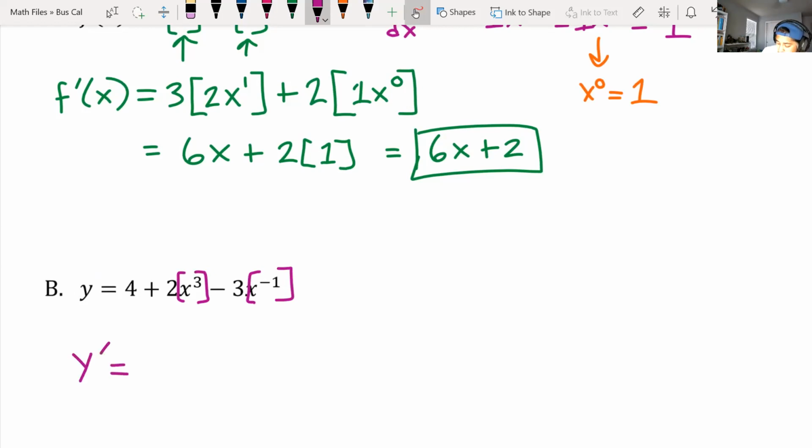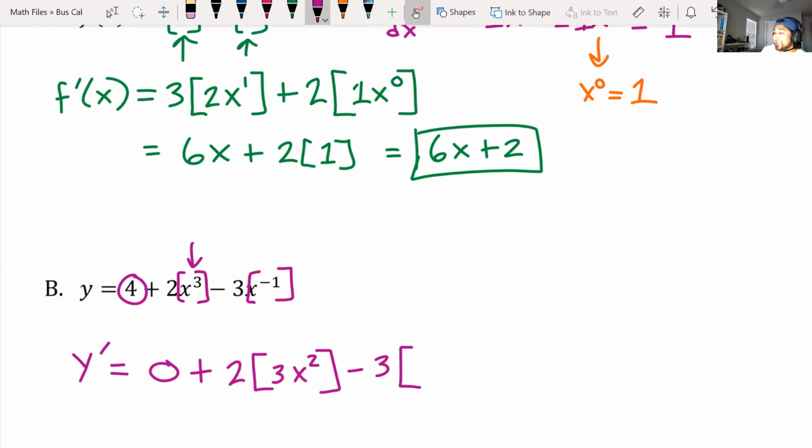I say y prime. And what is the derivative of 4? Zero. Good, because 4 is a constant. Plus 2 times, what is the derivative of x cubed? 3x to the squared. Good. 3x squared, 3x to the second, however you want to say it, minus 3 times, and what is the derivative of x to the negative 1? Just take the normal derivative. So it'd be negative 1x to the negative 2. There you go. Calculus is done.